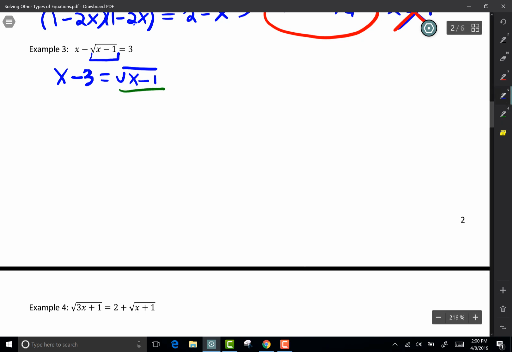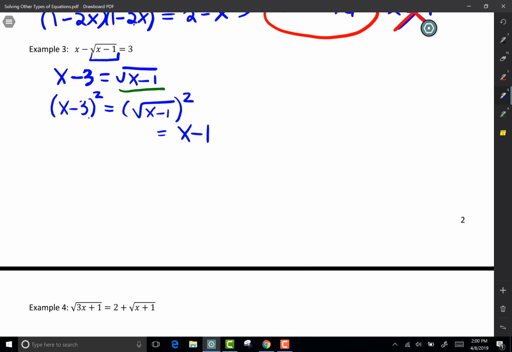Now that I've isolated the square root, I can square both sides. So I have x minus 3 squared is equal to the square root of x minus 1 squared. This gives me just x minus 1 because the square root and the square undo each other. And I'm just left with what's underneath.